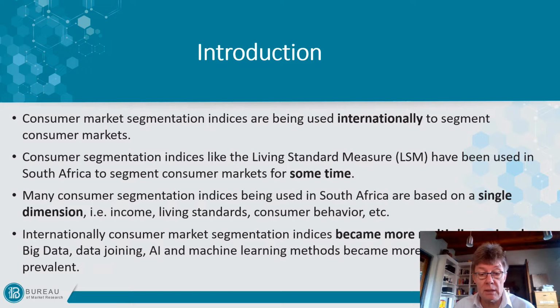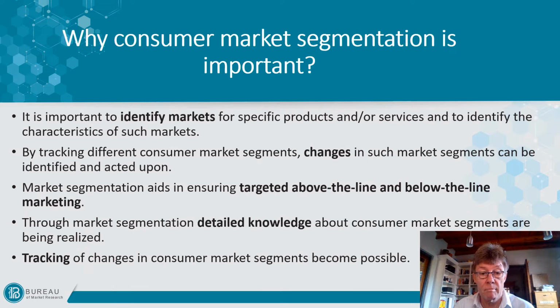Many consumer market segmentation indices used in South Africa are based on a single dimension, like for example income or living standards or consumer behavior, etc. However, internationally, consumer market segmentation indices have become much more multidimensional as big data, data joining, artificial intelligence, and machine learning methods have become much more prevalent.